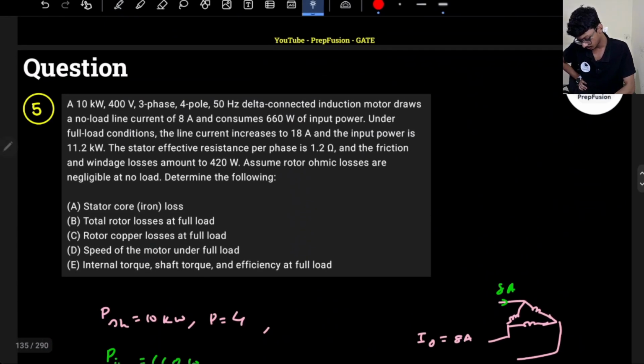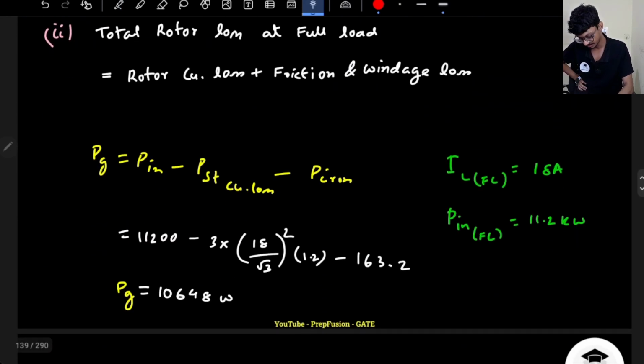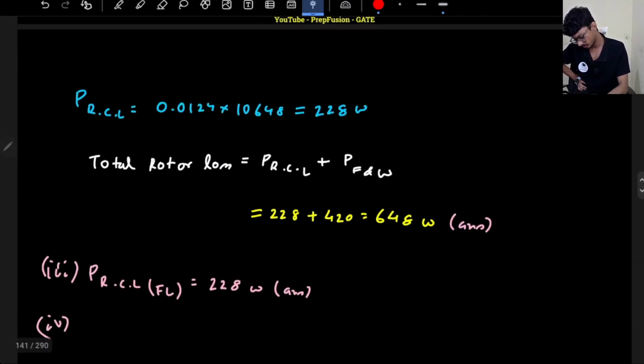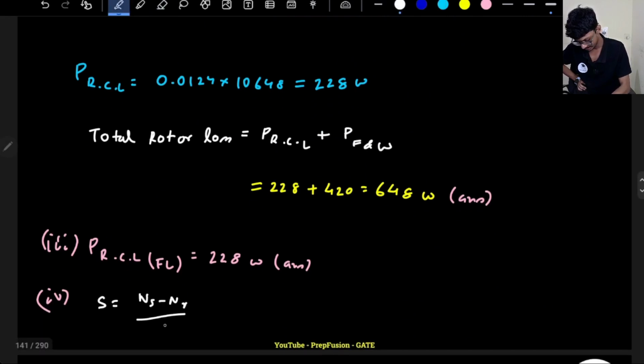the speed of the motor under full load. Now what is the speed of the motor under full load? I know the slip value, right? I have already found out the slip is this value, correct? So I will be able to find out nr. I know the formula for slip: s equals ns minus nr divided by ns. So nr is basically 1 minus s into ns.